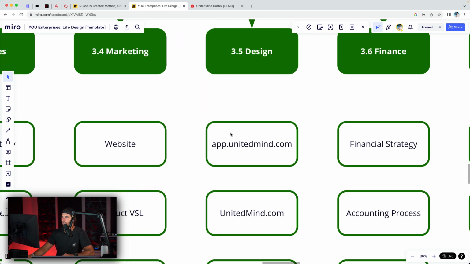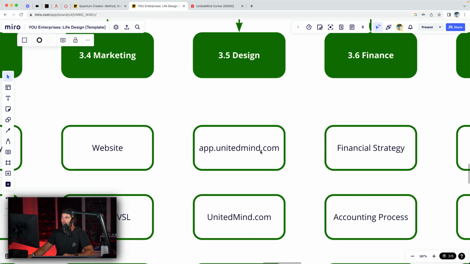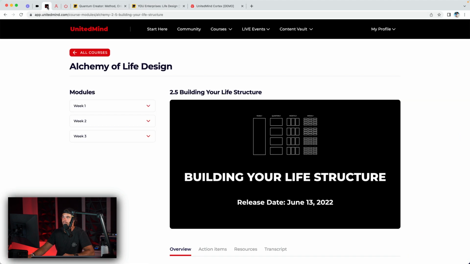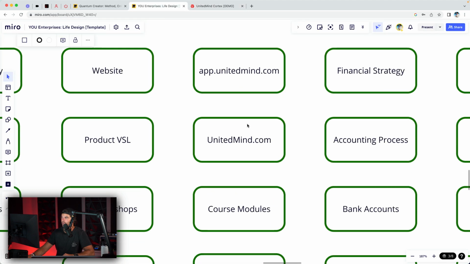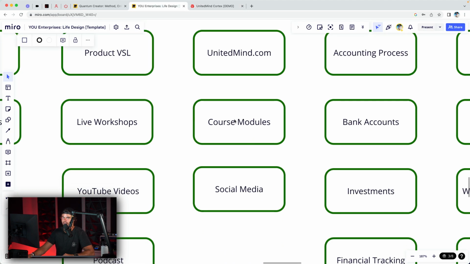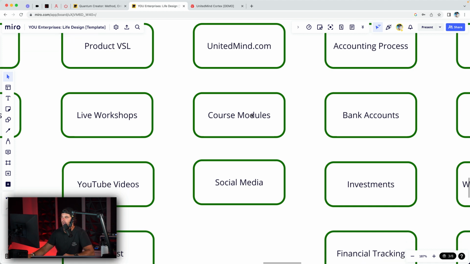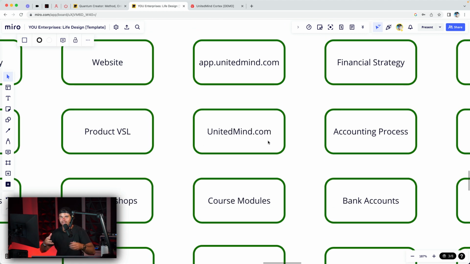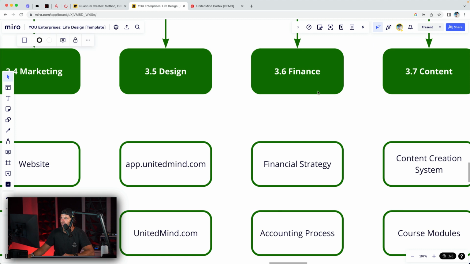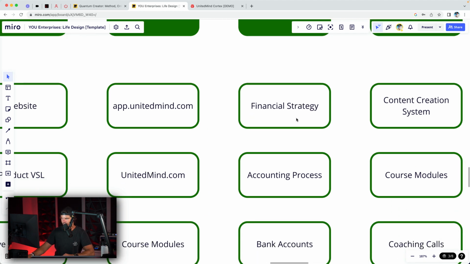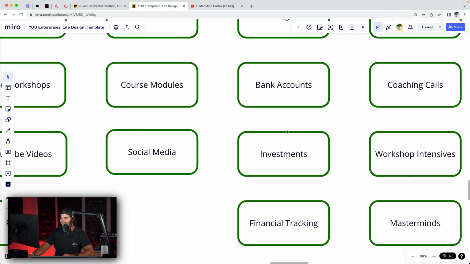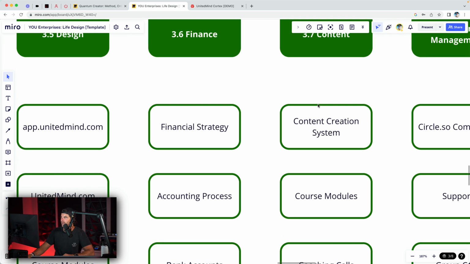Design. What do I need to focus on designing? Well, there's the app, unitedmind.com, which is like this back end right here. Unitedmind.com, the main website. There's design that goes into the course modules, the videos, and how this looks. Social media. How am I being perceived in the way I communicate? How are you perceiving me as you're consuming and going through this content? Finance. What is the financial strategy, accounting process, bank accounts, investments, financial tracking?